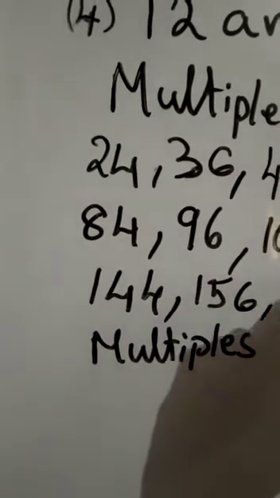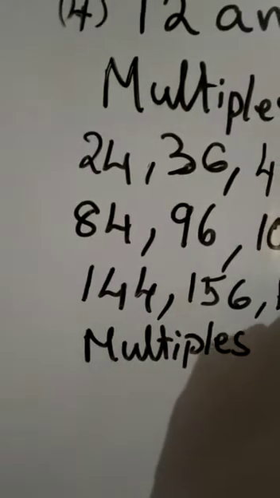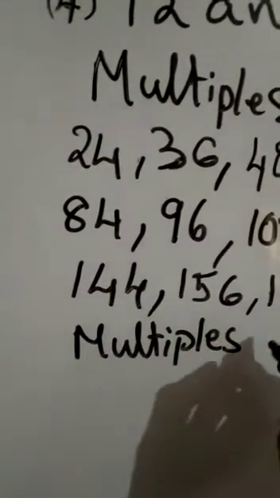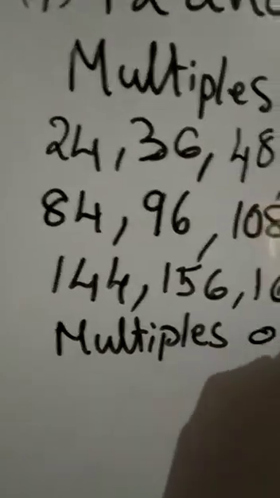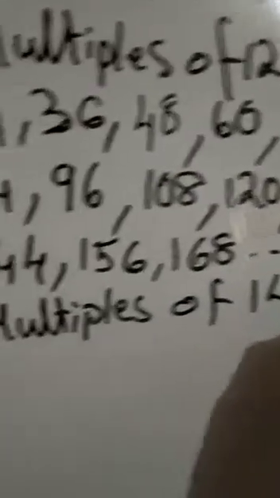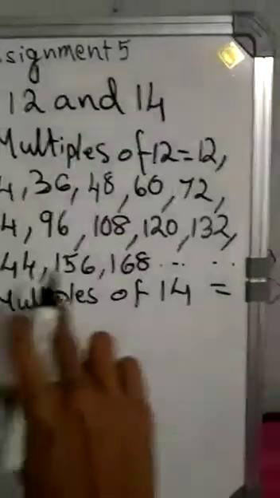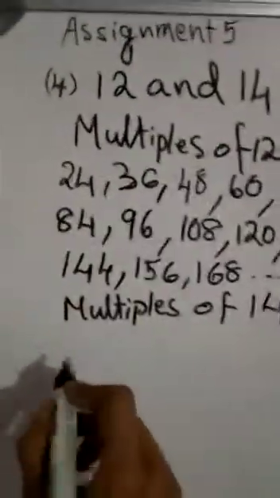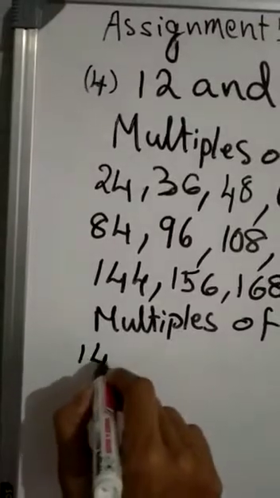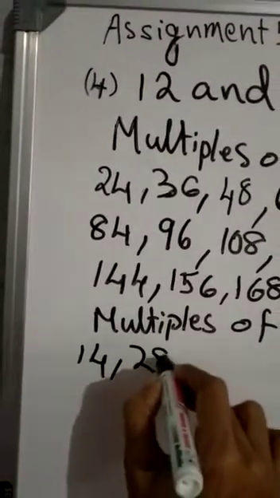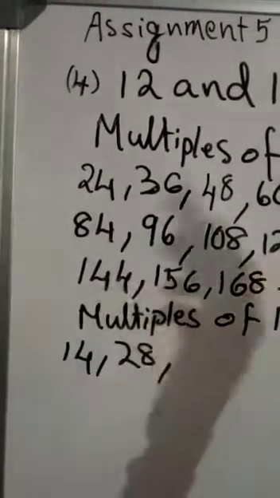Next is 168. Okay, now the multiples of 14. What are the multiples of 14? So these are the multiples of 12. Okay, multiples of 14 are 14, 28.